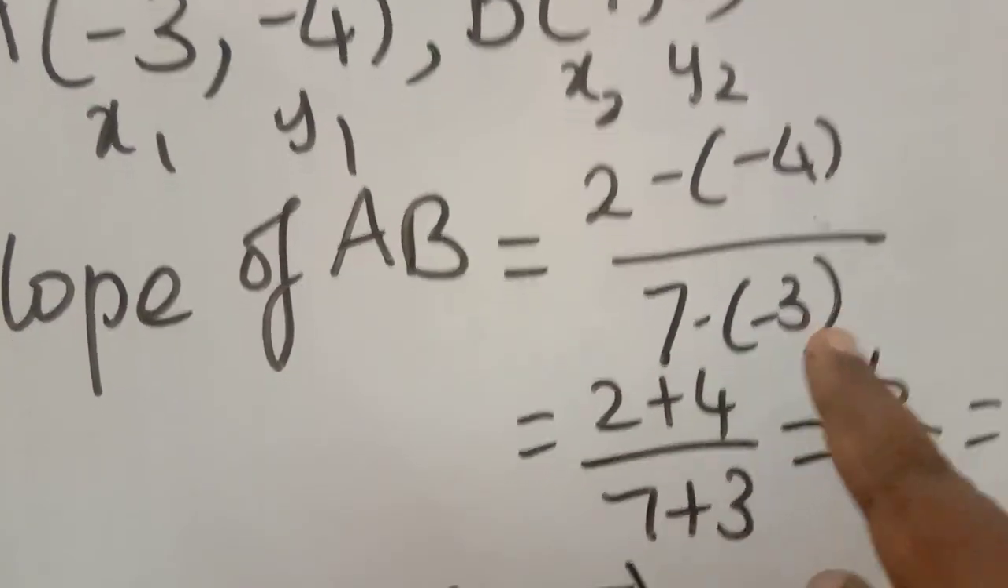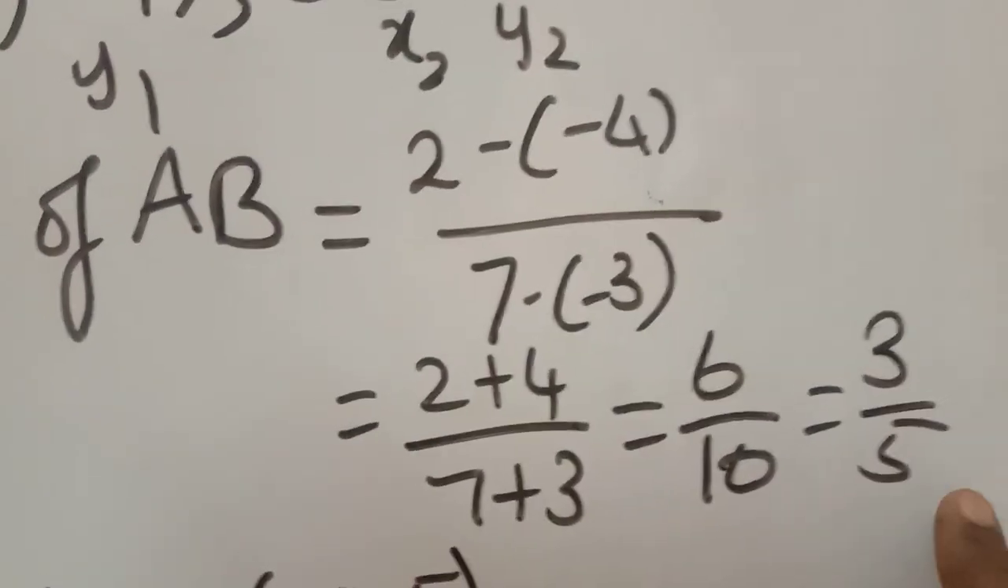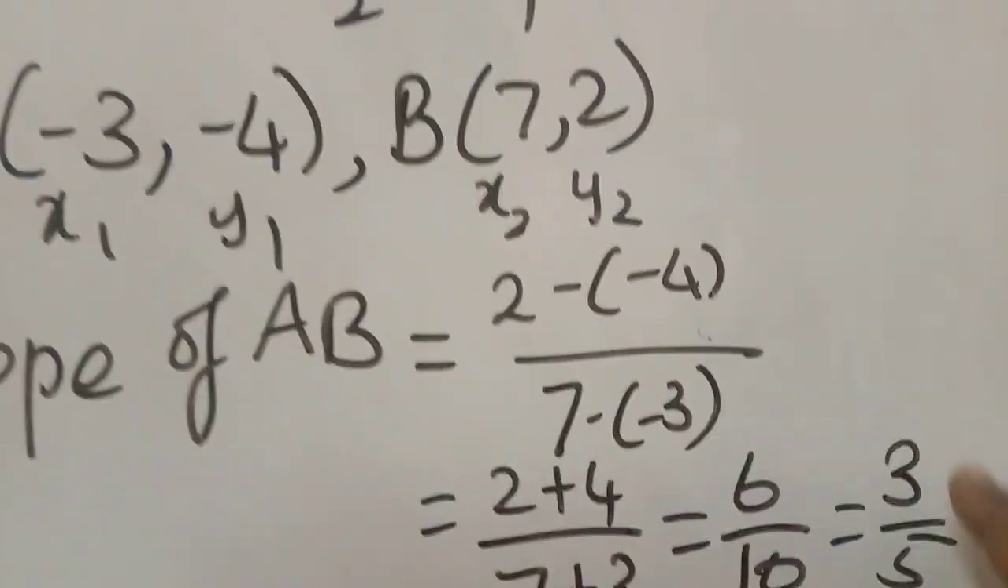So 2 plus 4 by 7 plus 3, that is 6 by 10. If you simplify, you will get 3 by 5. This is the slope of AB. Next is the slope of BC.